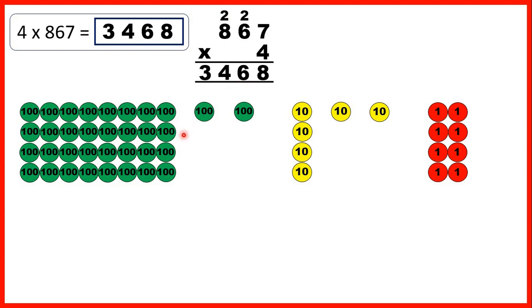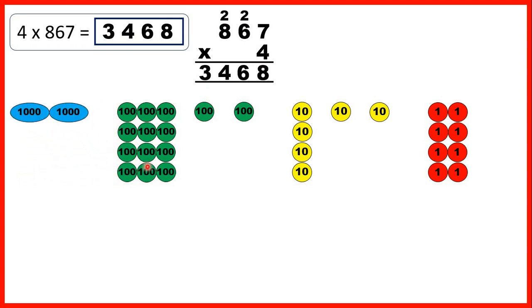Now we have 34 hundreds altogether. 8 hundreds times 4 gives us 32 hundreds that we have here, but we also have 2 more hundreds that we made from multiplying our tens. So these 34 hundreds can be regrouped into 3 thousands and 4 hundreds, because we can exchange 10 hundred place value counters for 1,000 place value counter. So now we have 3 thousands, 4 hundreds, 6 tens, and 8 ones. So that's why our answer is 3,468.